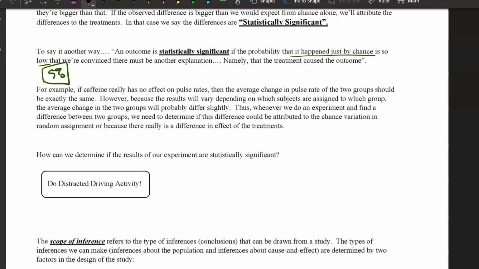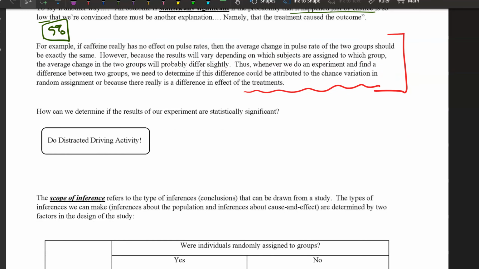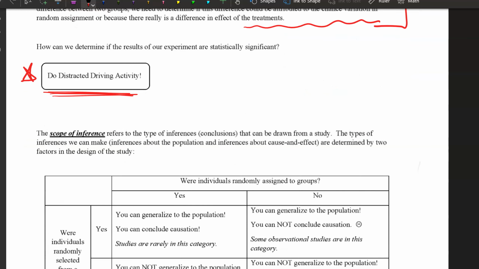I feel kind of guilty that this is a really big idea, and I'm just kind of reading it to you, and we're not doing a lot of concrete examples on it. We are going to learn how to analyze the effects of these experiments. We're going to learn how to decide if something's statistically significant or not later on in the year. For now, though, we'll just do some of these thought exercises. How can we determine if the results of an experiment are statistically significant? So we do have a distracted driving activity that is an experiment. However, we may not do this in class due to time constraints.